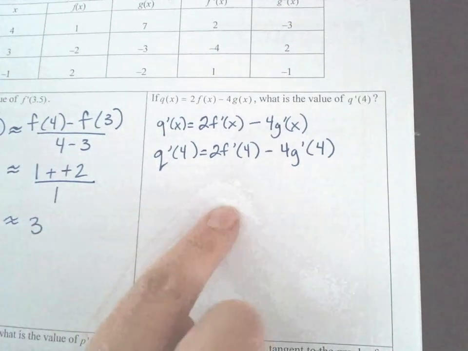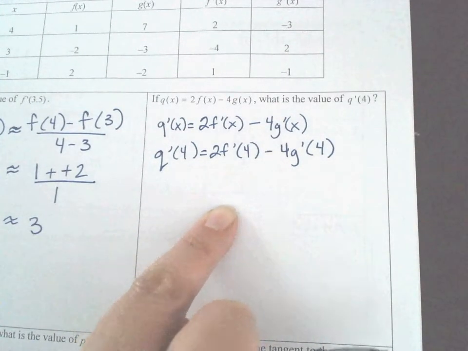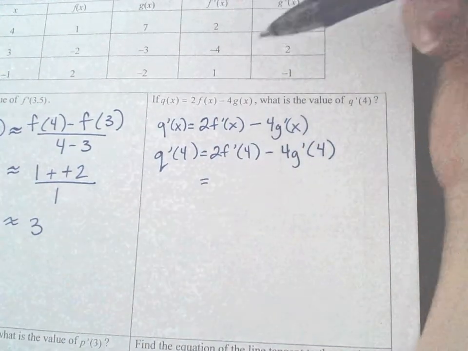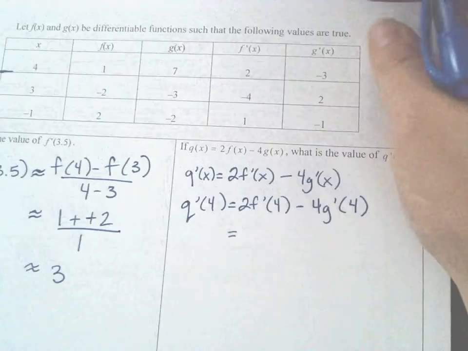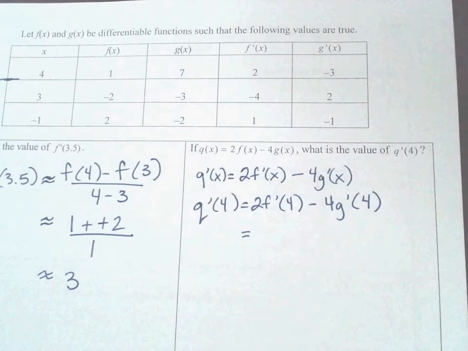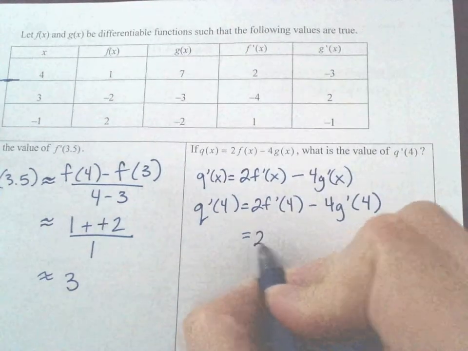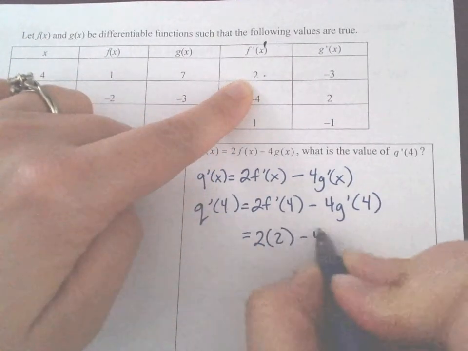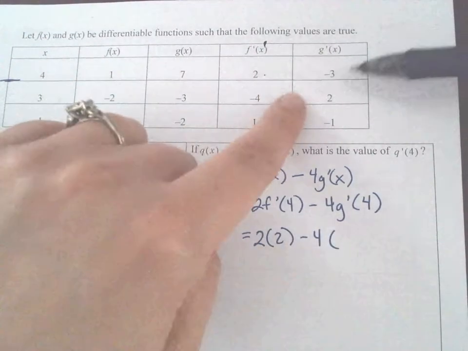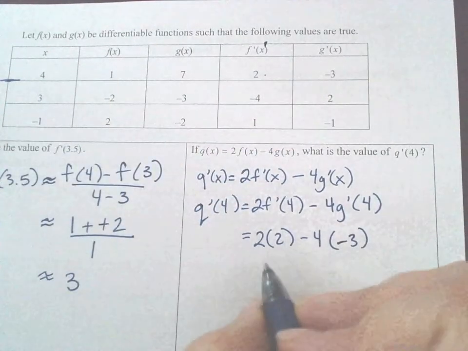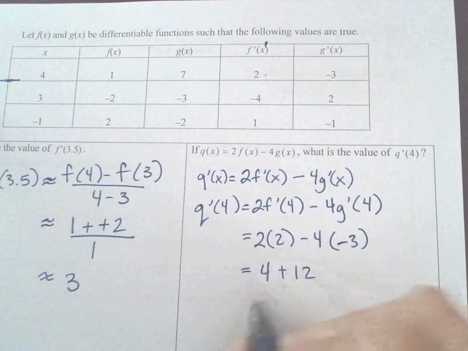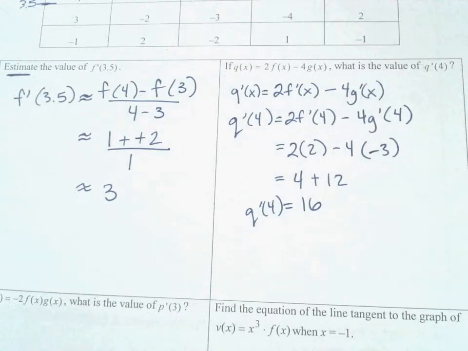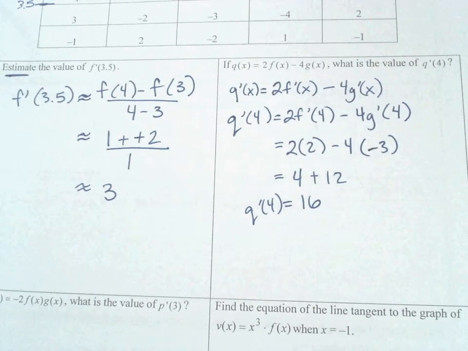So in using a table, what do we do? In the first one, we were reviewing how to estimate derivatives. Here we're reviewing derivatives with a coefficient, the coefficient rule. And now I use the table. This is why I like these. You're done with math. You just have to be careful, you got a lot of values there. 2 times, what is f prime of 4? 2. Minus 4 times, what is g prime of 4? Negative 3. Minus 4 times negative 3 is plus 12, 4 plus 12, so that is 16.